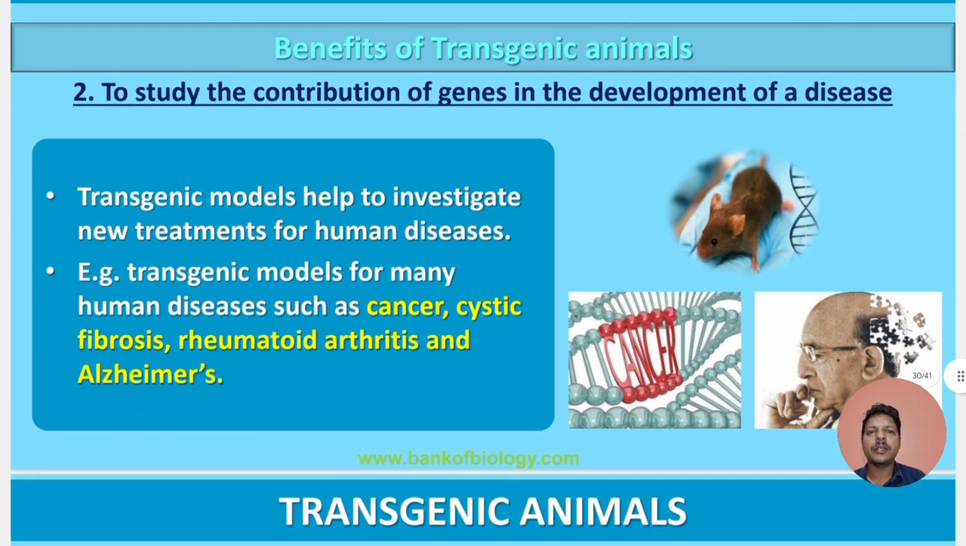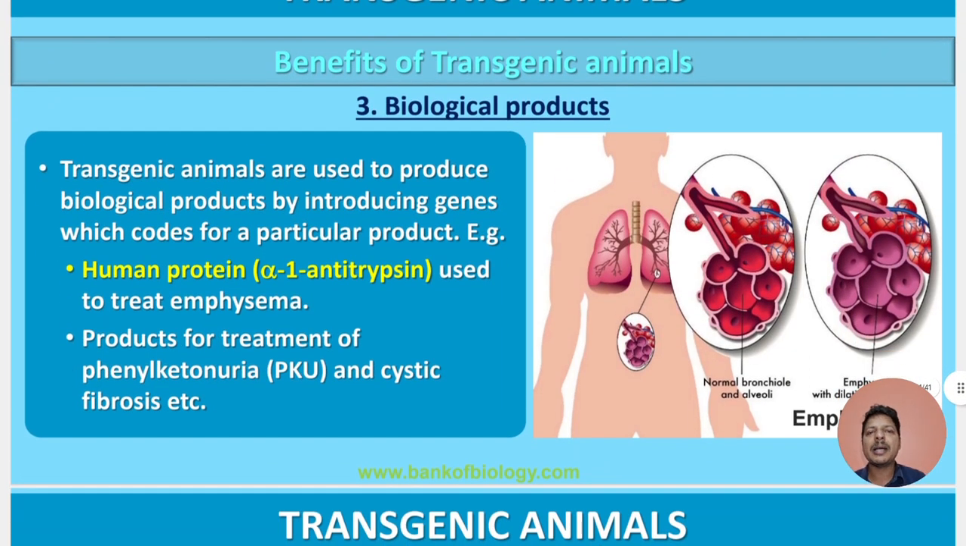Next, to study the contribution of genes in the development of a disease, transgenic models help to investigate new treatments for human diseases. Example, transgenic models for many human diseases such as cancer, cystic fibrosis, rheumatoid arthritis, and Alzheimer's. Third, biological products. Transgenic animals are used to produce biological products by introducing genes which code for a particular product. Example, the human protein alpha-1 antitrypsin used for treatment of emphysema. Products for treatment of phenylketonuria, PKU, and cystic fibrosis.